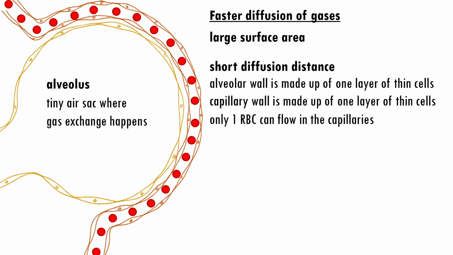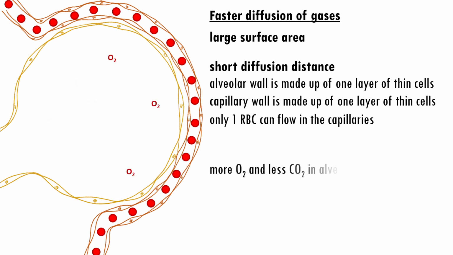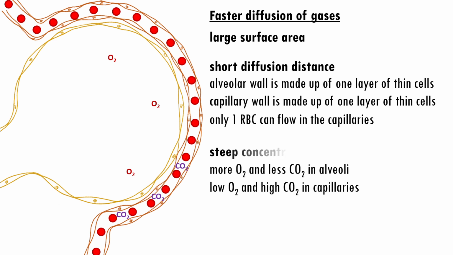The air in the alveoli comes directly from inhalation, so it contains more oxygen and less carbon dioxide. The blood entering the lungs, having already circulated through the body, is low in oxygen and high in carbon dioxide. This creates a steep concentration gradient. Carbon dioxide moves from the blood into the alveoli. Oxygen moves from the alveoli into the blood, where it binds to hemoglobin in red blood cells to be transported around the body. Carbon dioxide is removed from the body during exhalation, while fresh air containing oxygen enters during inhalation.